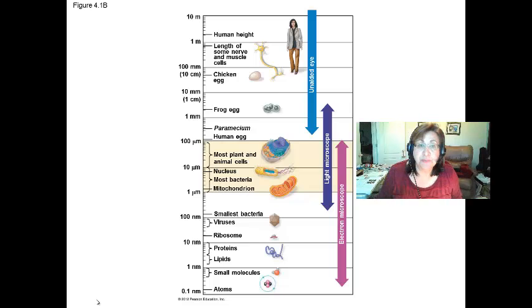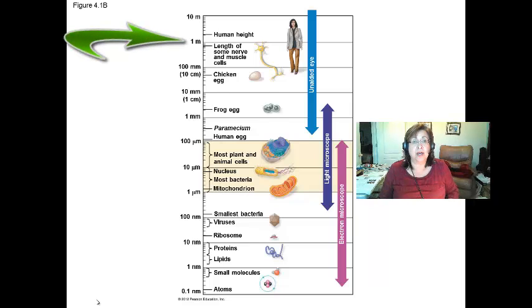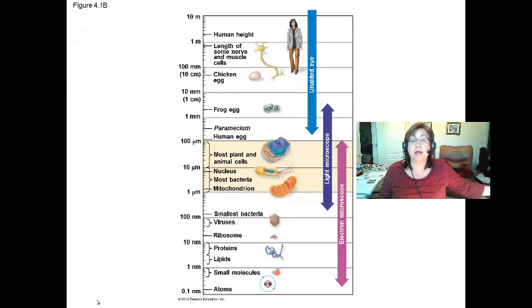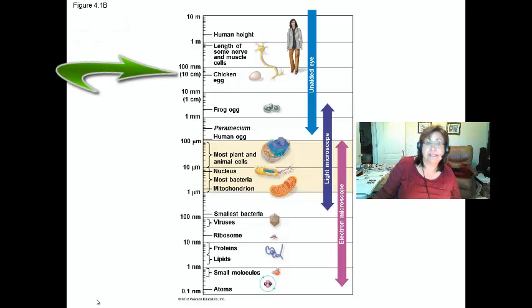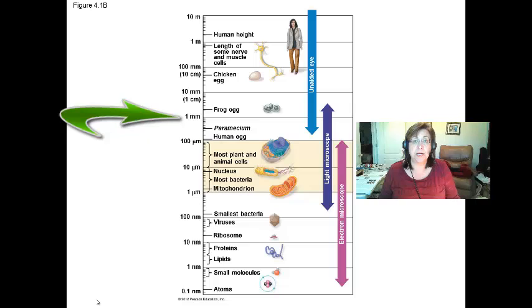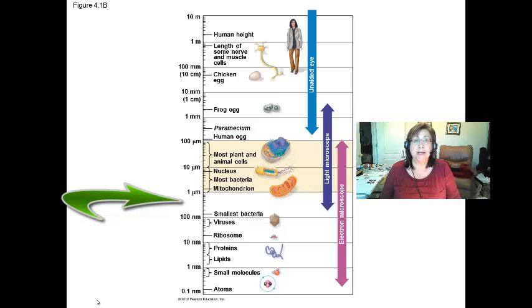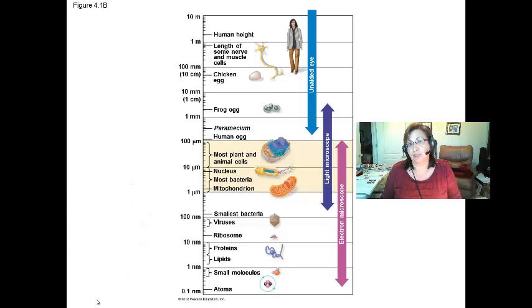Here we can see the scale of size of prokaryotes. They are very small organisms. So let's take a look at things that we know. We know that a human is somewhere between 1 to 2 meters, while the chicken egg is about 10 centimeters. Then we have the frog egg, and it's 1 millimeter. Then we come down to the bacteria, and they are 1 micrometer to 100 nanometers in size. And the 100 nanometer bacteria, the smallest that we have, require the use of an electron microscope in order to visualize them.